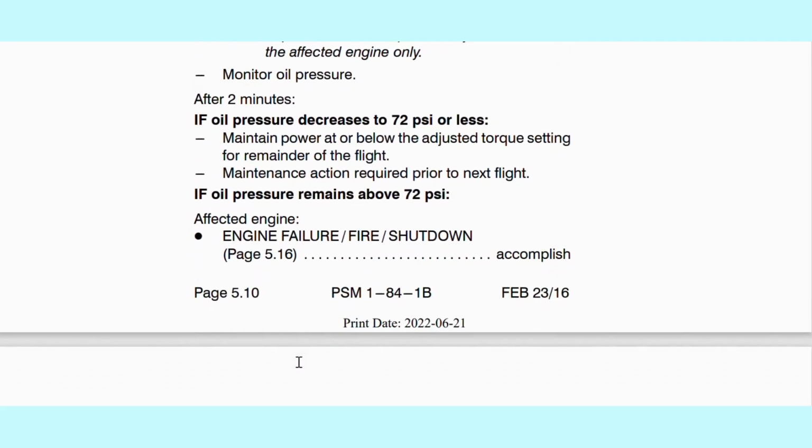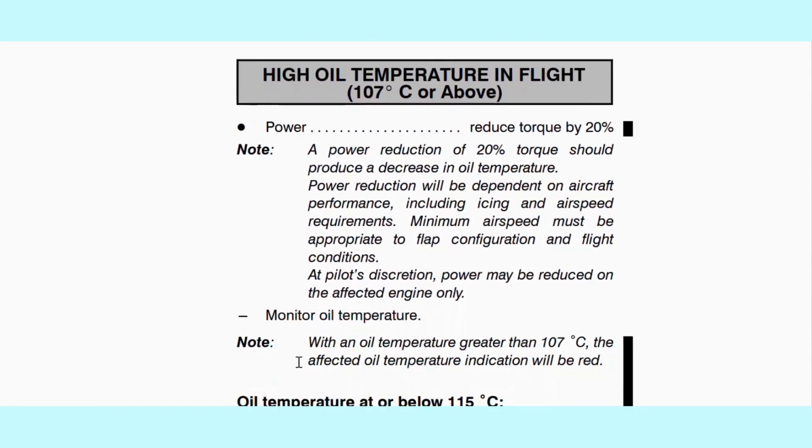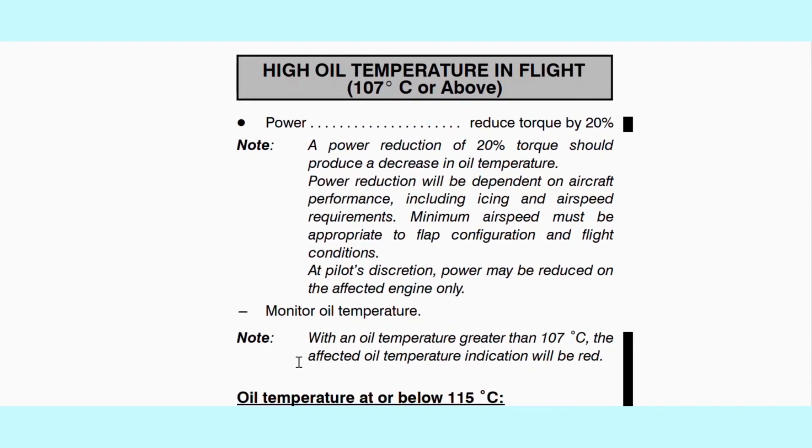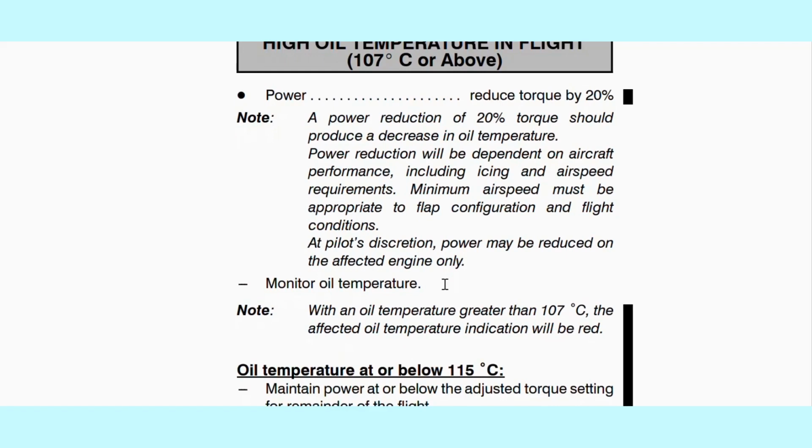Then we come to our next one, which is about high oil temperature in flight. So now you look at the temperature gauge, and it's above 107 degrees, and you'll be like, oops, this looks very high. It's going into the red as well. So again, I keep saying about reading of the QRH. If I had to note this, I would again bring the power lever of that particular engine down by 20% torque. Then I'll keep monitoring and see what's happening. It's very important that you know that with an oil temperature greater than 107 degrees, the affected oil temperature indication will be red, and it will catch your eye immediately.